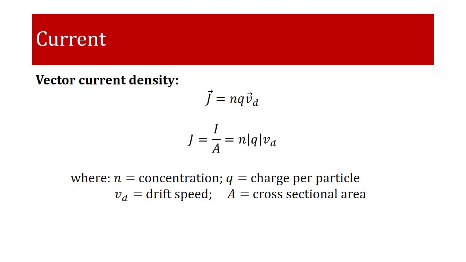Nawala itong A sa nqvd because that A was divided dito sa I, so it became equivalent sa J. So nahimo ng equation is J equals the current I divided by the cross-sectional area, A.